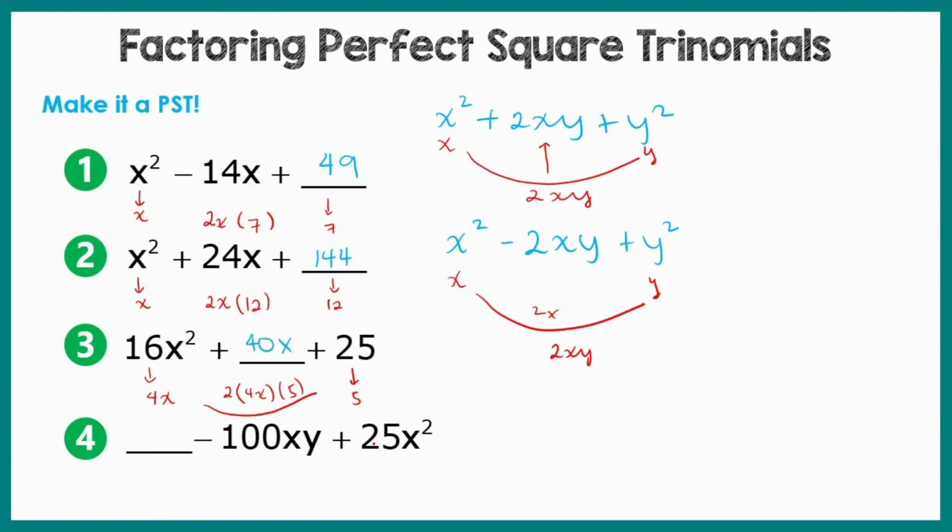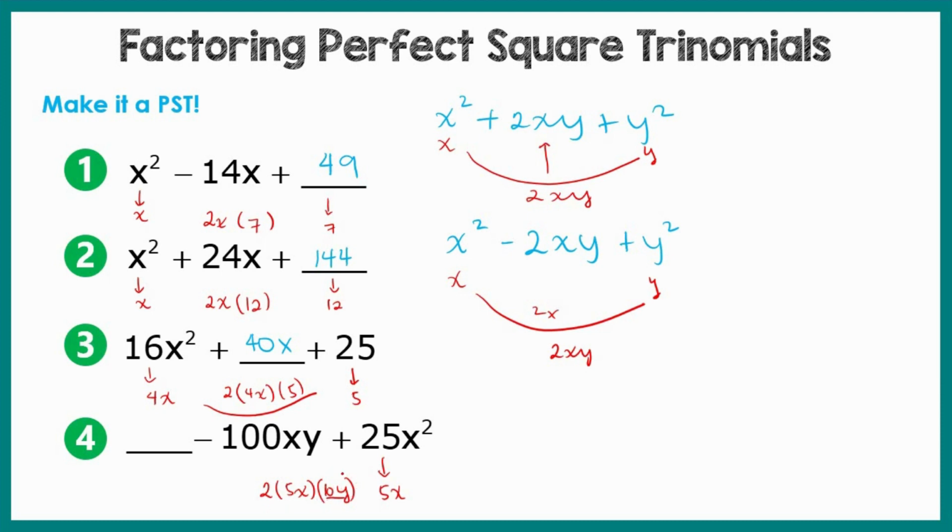Now for the fourth one, again, get the square root of this, so that would be 5x. And we need to find that number, so you have 2 times 5x times that certain number in order for us to get this one. What should we multiply to 2 times 5x to get 100xy? This is 10x, so we will multiply this by 10y. Let's check. 2 times 5 is 10, times 10 is 100, then xy. So that should be the middle term.